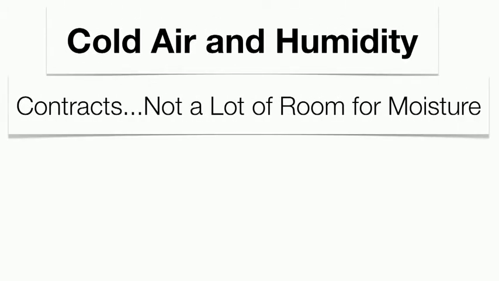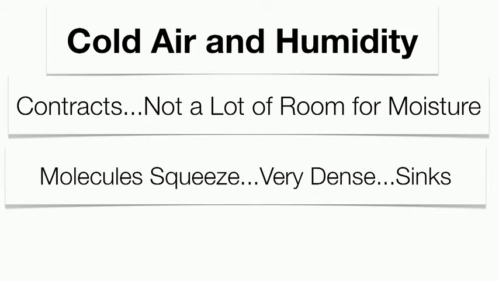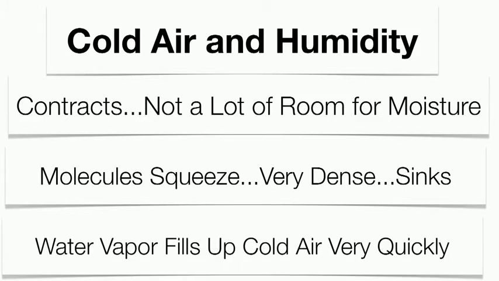So cold air, the reason why cold air doesn't have a whole lot of room for moisture to work its way into is because cold air contracts. Those molecules get squeezed close together, they become very tightly packed, very densely packed, which means that the air is going to sink. Dry air is usually going to be found associated with colder temperatures because there's just not a lot of room for water vapor to work its way into. And the water vapor that does work its way into cold air fills up extremely quickly.